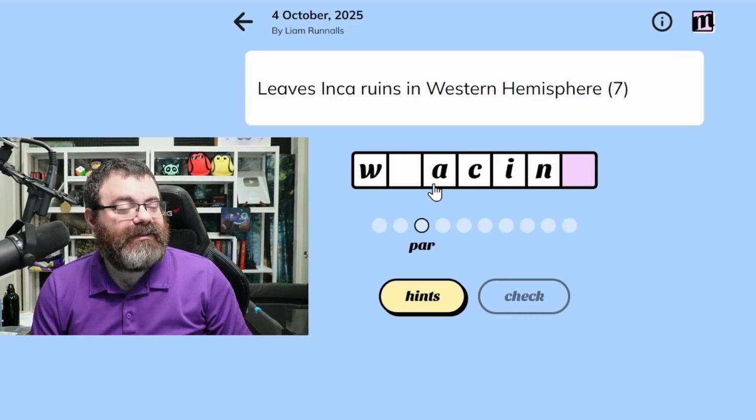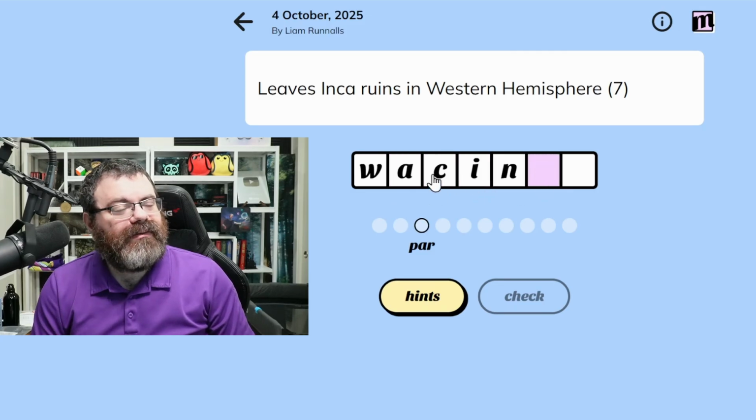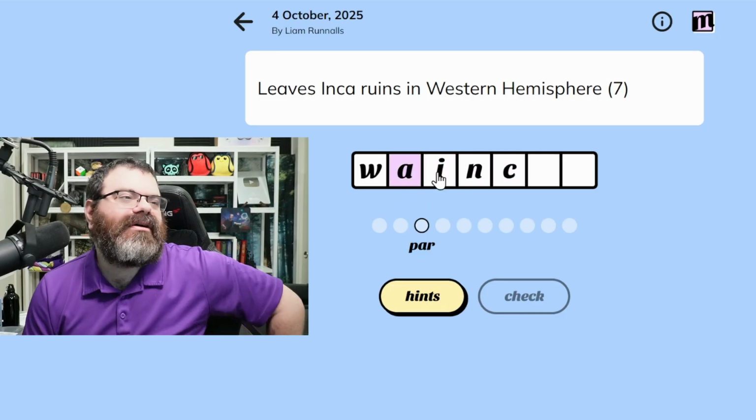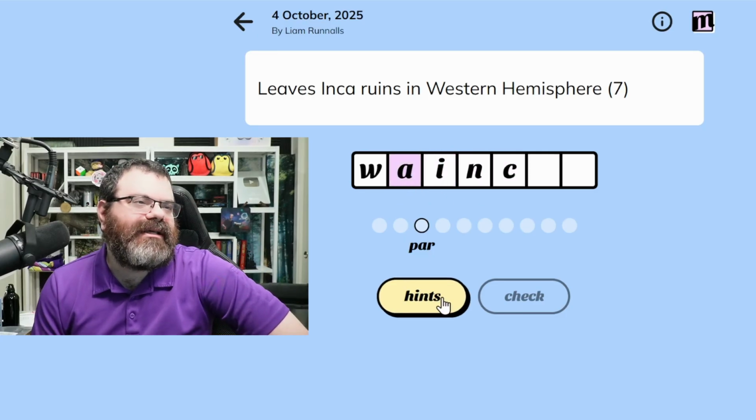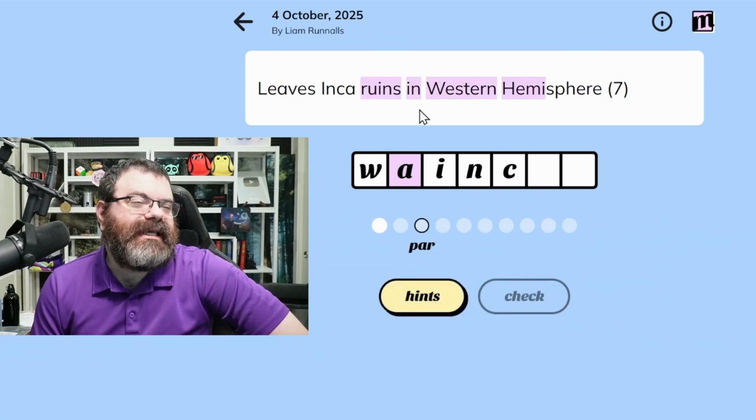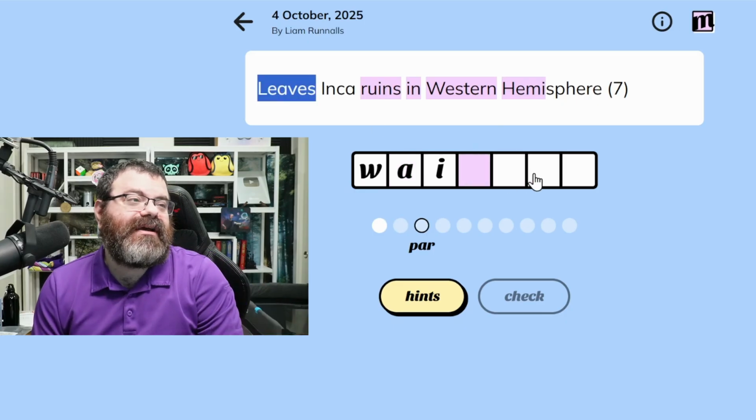Leaves. Wayne. I don't know. I think I need a hint today. Let's get the indicator hint. Ruins in Western and Hemi. Ooh, so hemisphere is split up, and Hemi is the indicator, and sphere is going to be the fodder for it. So leaves is our definition, but I was a bit off.